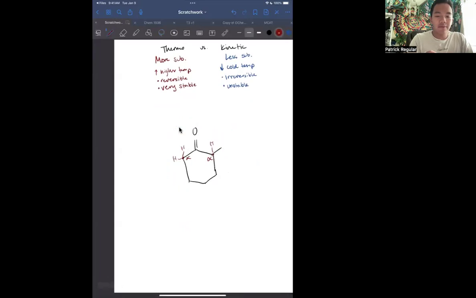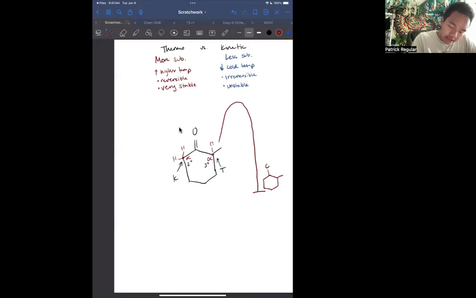So off the bat, I can already tell, okay, I have a tertiary and a secondary. Right? If I were to describe these alpha carbons, they're going to be tertiary and secondary. So I know this is going to be our thermodynamic. This is going to be our kinetic. So if I were to draw the energy diagrams, this is what it would look like. For the thermodynamic, it's going to look something like this. This is going to be that thermodynamic enolate. But for the kinetic, over here, it's going to look something like this.